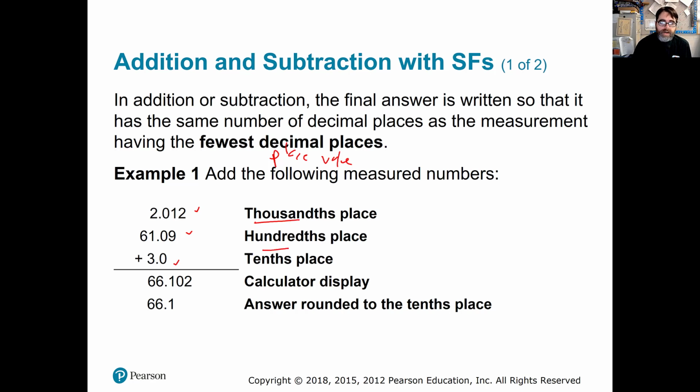So for example, when we have these 3 different measurements and we add them all together, they are precise to different place values. And so because of that, we always go to the one that has the least significant place value, and that would be the 10th place here, and so we'd round off using that.